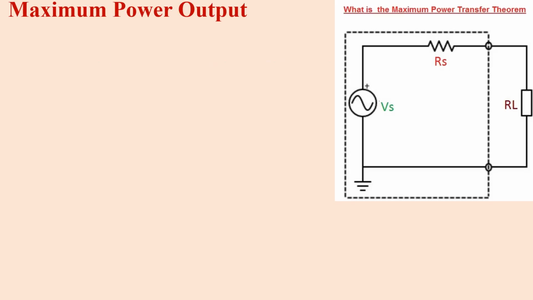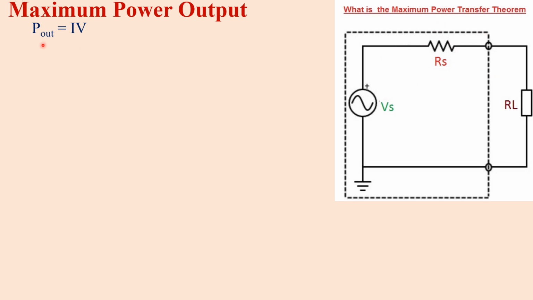Maximum power output. In many devices, we want maximum power output. For example, in radio or TV transmitting systems, it is desired to transfer the maximum power possible from the transmitting medium to the antenna system. We want maximum power transfer from amplifier to speaker system. This can be gained by proper matching of load resistance capital R and source resistance small r.